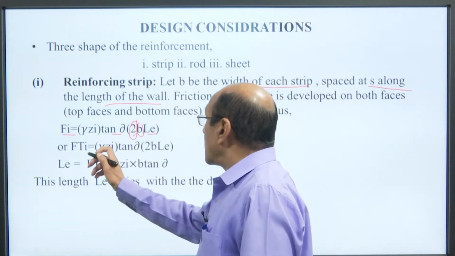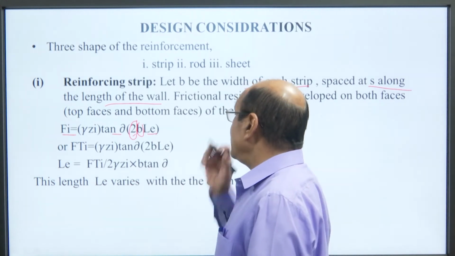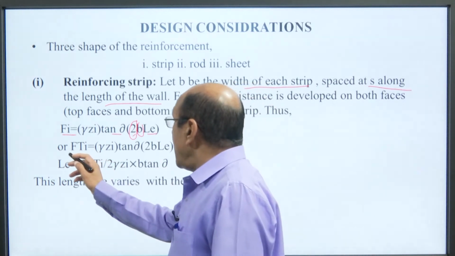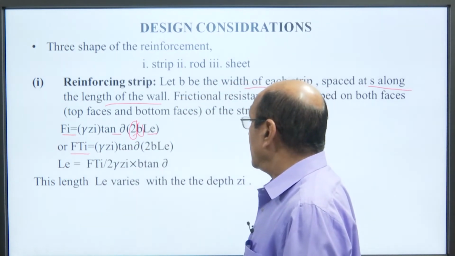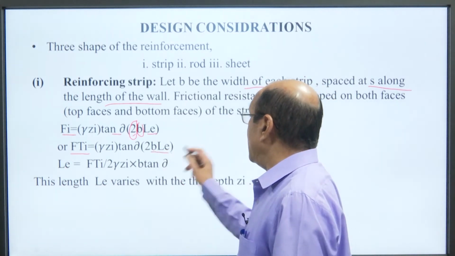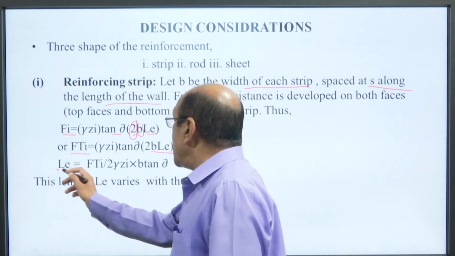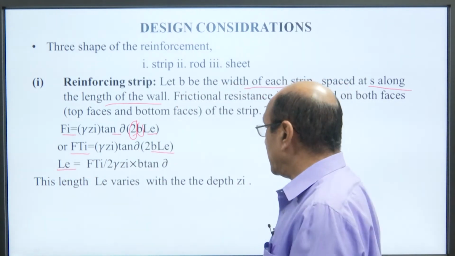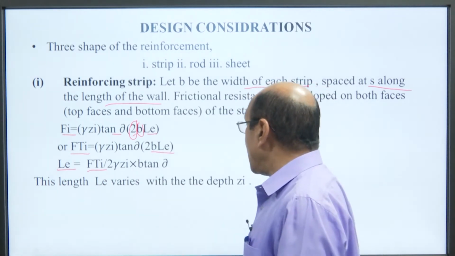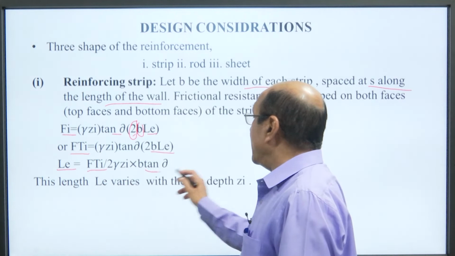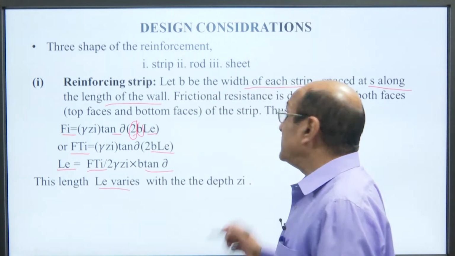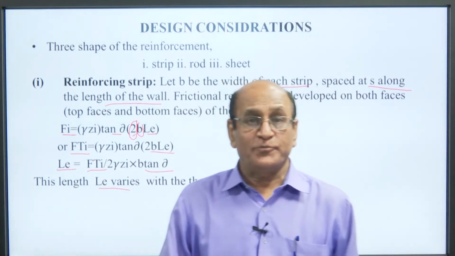So, gamma Z i tan delta into 2 B L E, or F T i will be equal to gamma Z i tan delta 2 B L E. So, we can calculate L E, the length of reinforcement, that is F T i divided by 2 gamma Z i into B tan delta. This length L varies with the depth Z i.